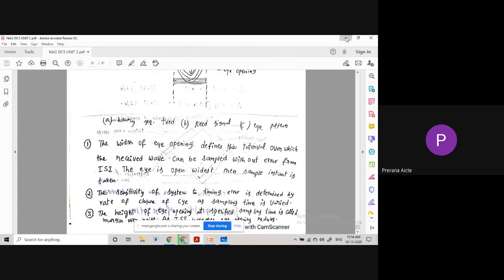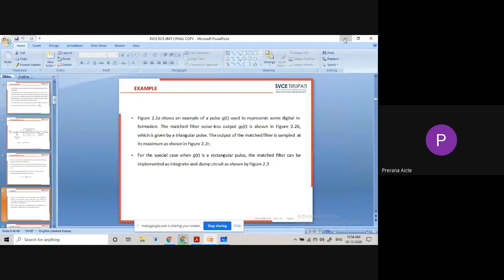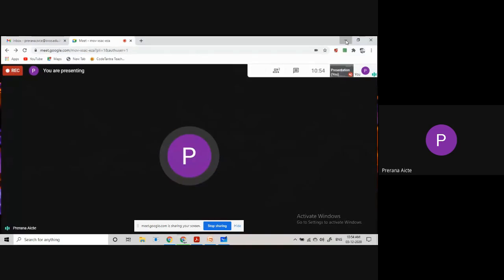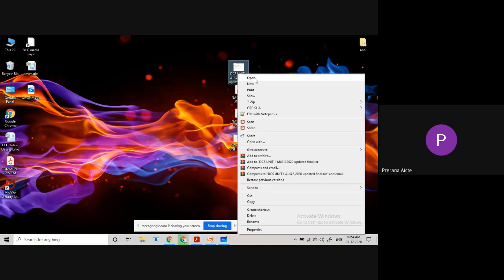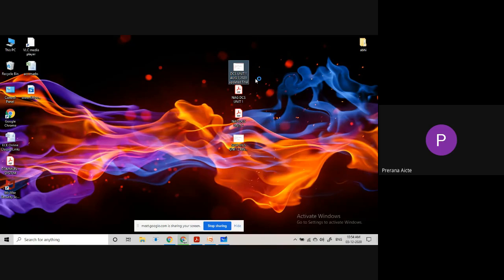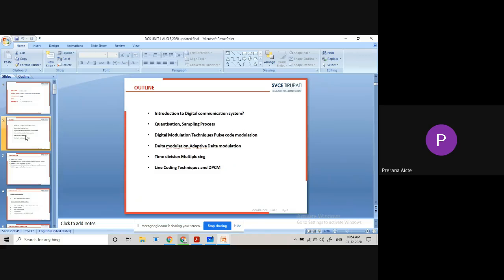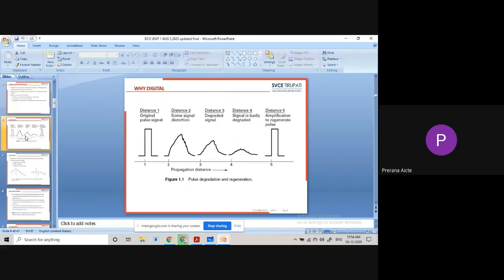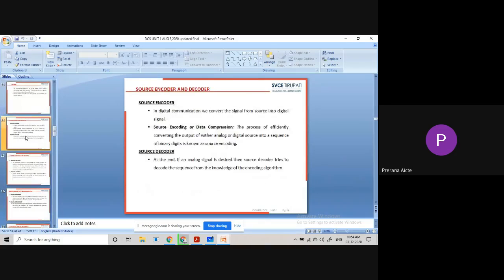Then we'll see another topic, which is differential pulse code modulation. What is that? Differential pulse code modulation, shortly called DPCM. In the previous class we have seen PCM, now we are going to see DPCM.